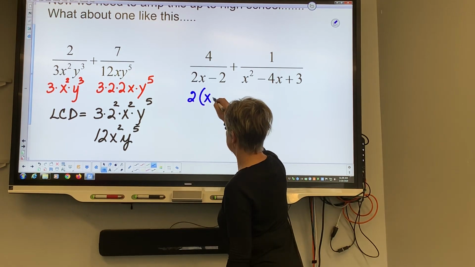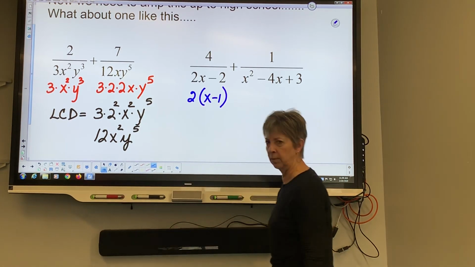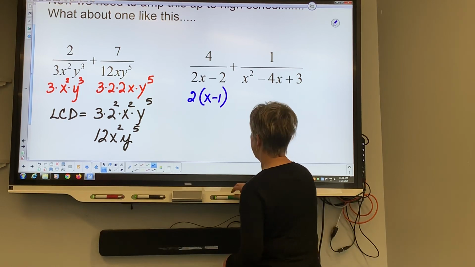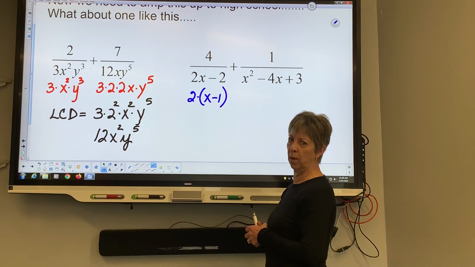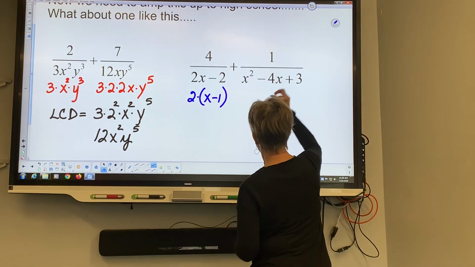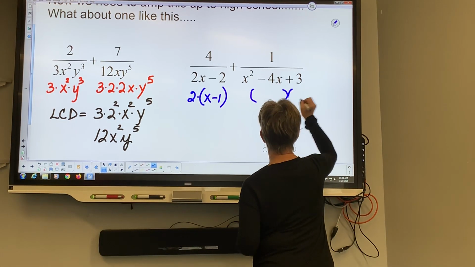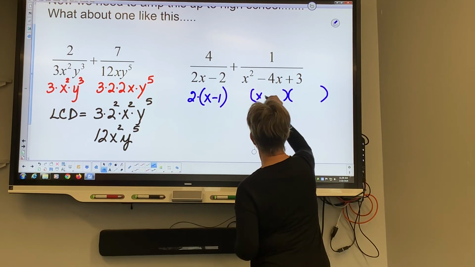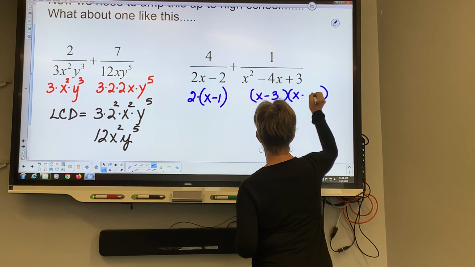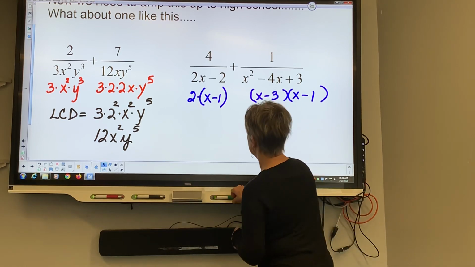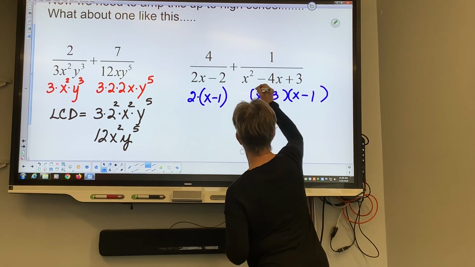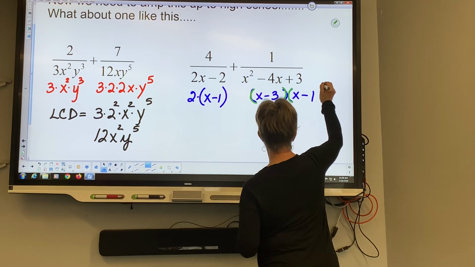I'm going to take a GCF of 2 out. So what are my factors here? 2 is a factor, x minus 1 is a factor. Got to go over here. Got to factor this. This one's going to be x minus 3, x minus 1. So there are my factors. Here's 1, here's 1, here's 1, here's 1.